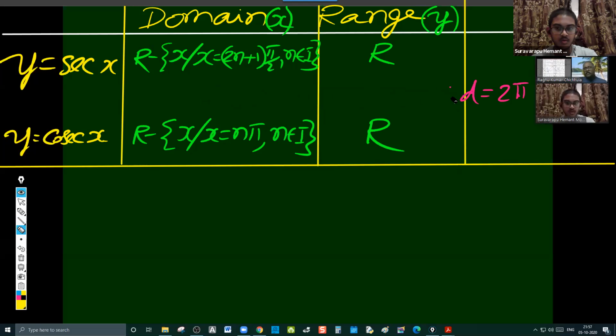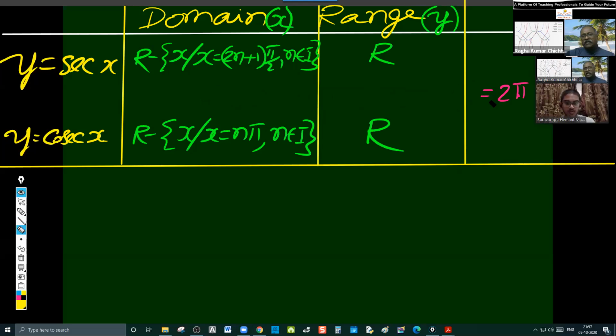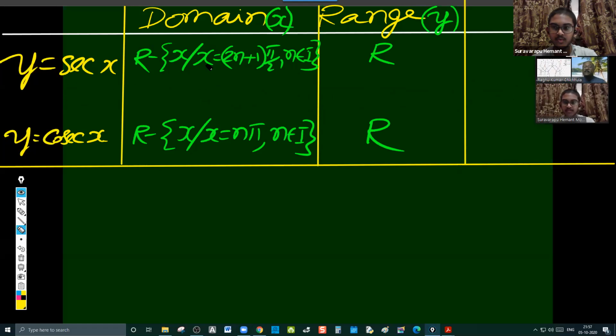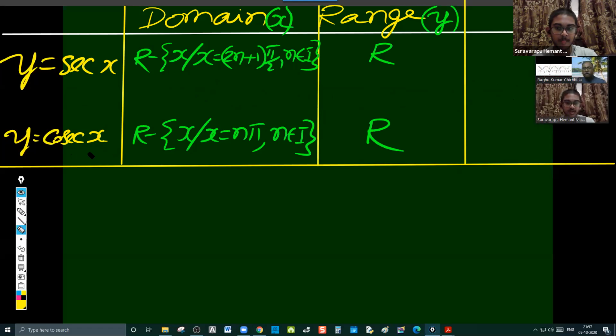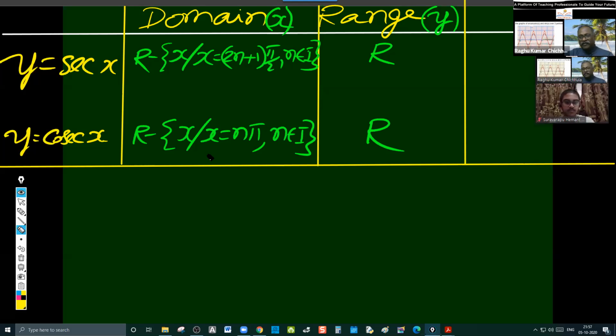The denominator of tan x is cos x. The denominator of secant x is also cos x. So that's the reason why. Same rule. That's all. The same domain you will have. Similarly, what is the denominator of cot x? Sine. What is the denominator of cosecant x? Also sine. Correct. That is the reason why domains are same for this.